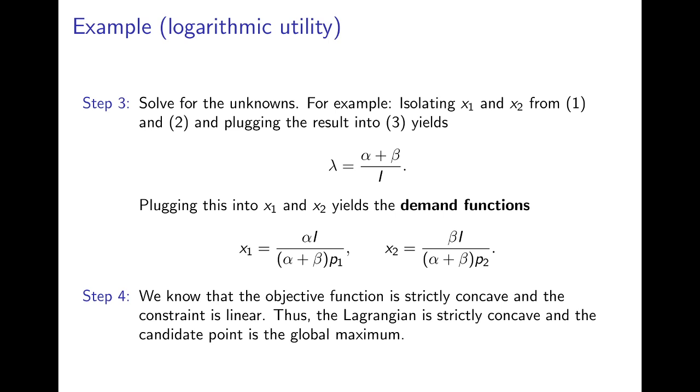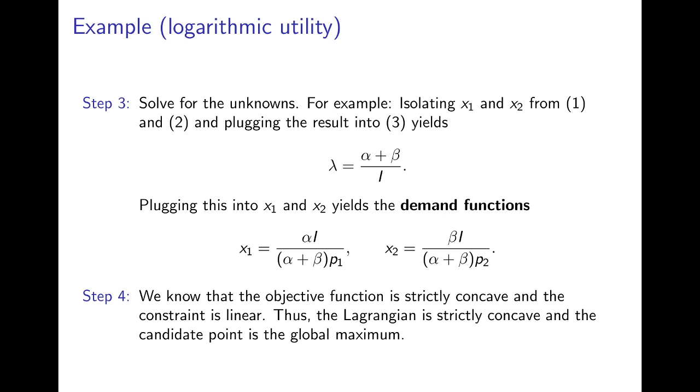And even if people do not stand in front of the shelf and maximize Lagrangians, they behave rather consistent with these effects. Well, and then we have step 4, and here we know that the objective function is strictly concave. It's a logarithmic utility function, and the constraint is linear, and therefore the Lagrangian will be a strictly concave function. So we subtract a linear function from a strictly concave function, and therefore the result is again strictly concave. So therefore we know that the candidate point for the maximum that we found is indeed a maximum, and it is indeed a global maximum.